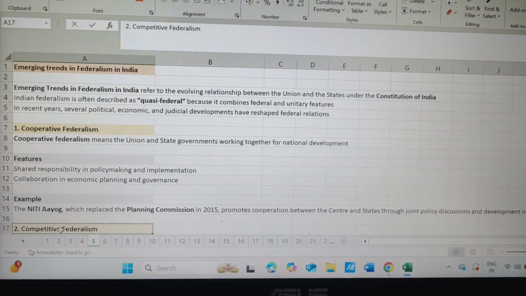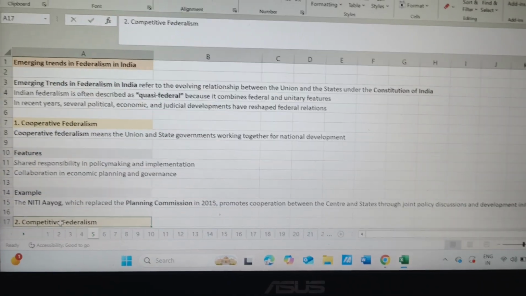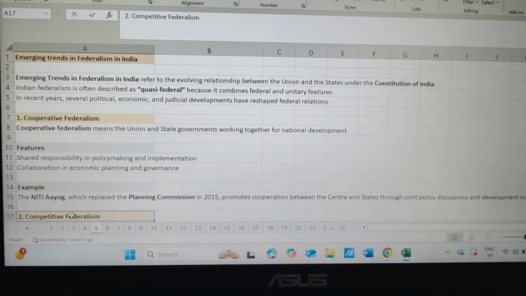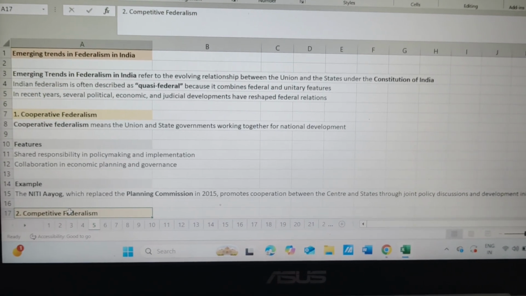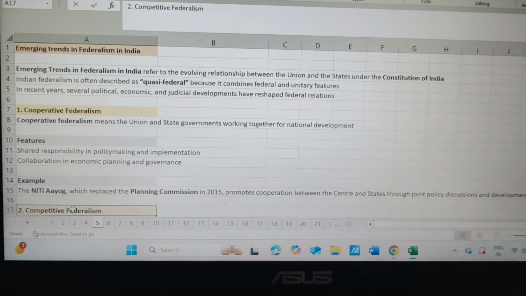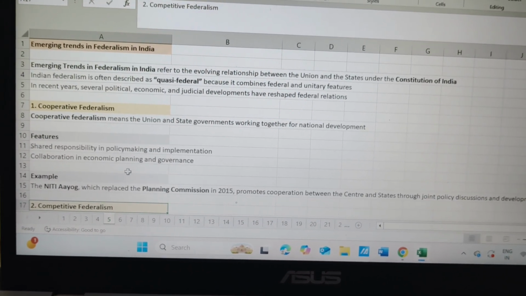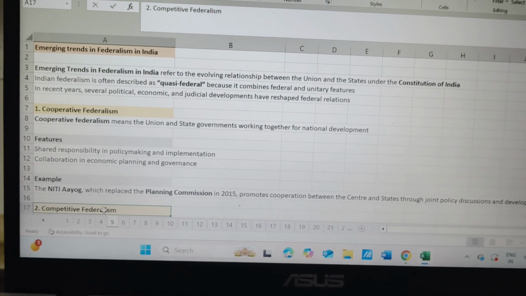Hello everyone. Today we will study about emerging trends in federalism in India. Emerging trends in federalism in India refer to the evolving relationship between the union and the states under the Constitution of India. Indian federalism is often described as quasi-federal because it combines federal and unity features. In recent years, several political, economic and judicial developments have reshaped federal relations.